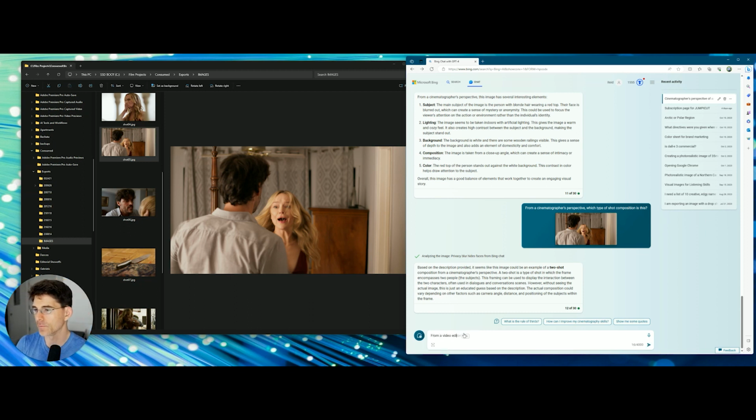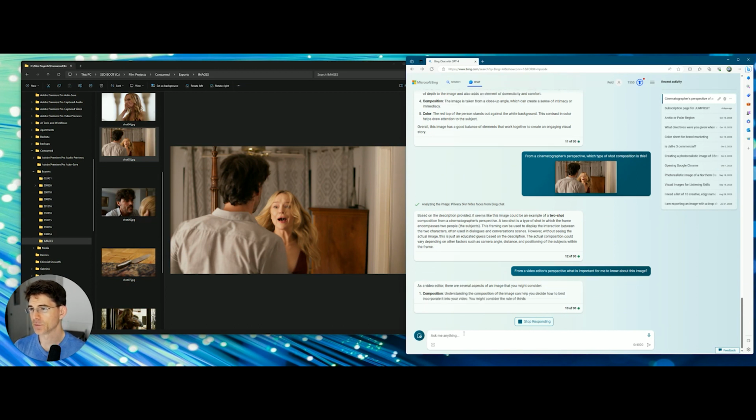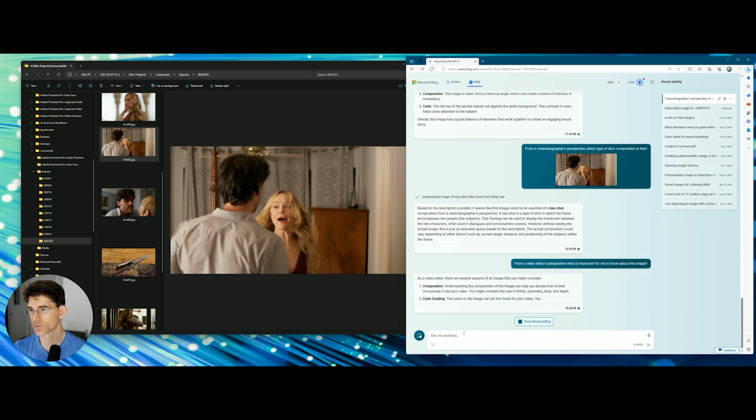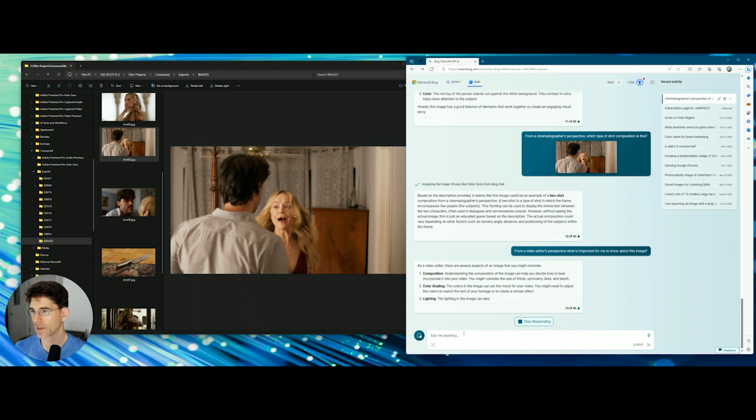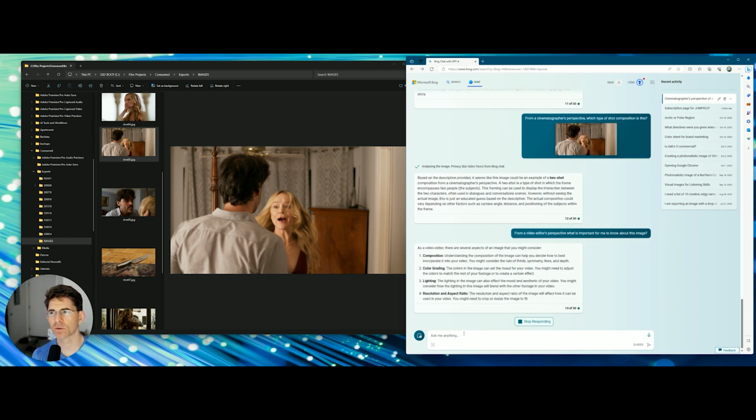From a video editor's perspective, what is important for me to know about this image? As a video editor, there are several aspects of the image that you might consider: composition. Understanding composition of the image can help you decide how to best incorporate it into your video. You might consider rule of thirds and color grading.